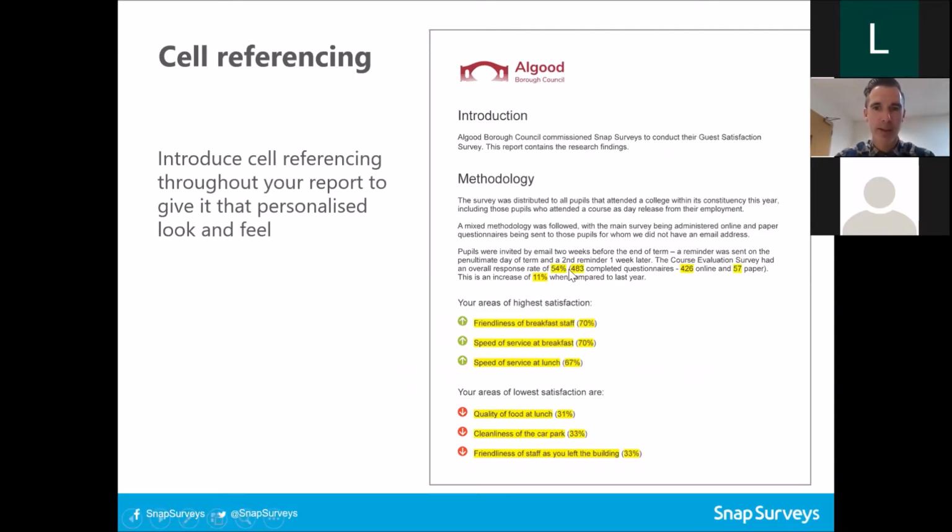So I've picked out things like the response rates and how many people have filled it in online and paper, and how this year's response rate compared to last year's response rate. And just to make my report a bit easier to read, I've also picked out the top 3 performing areas and the bottom 3 performing areas. Okay, so a really powerful tool, cell referencing, which you would tend to use completely throughout your report.